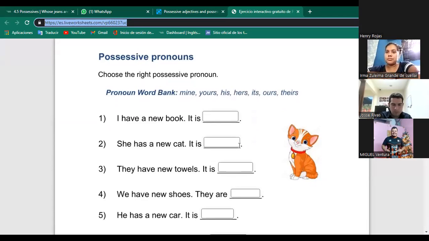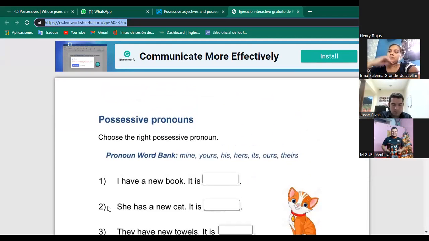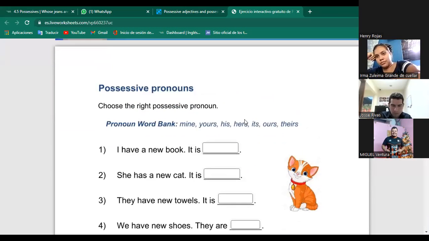Choose the right possessive pronoun. For example, I have a new book. It is mine. It's mine.